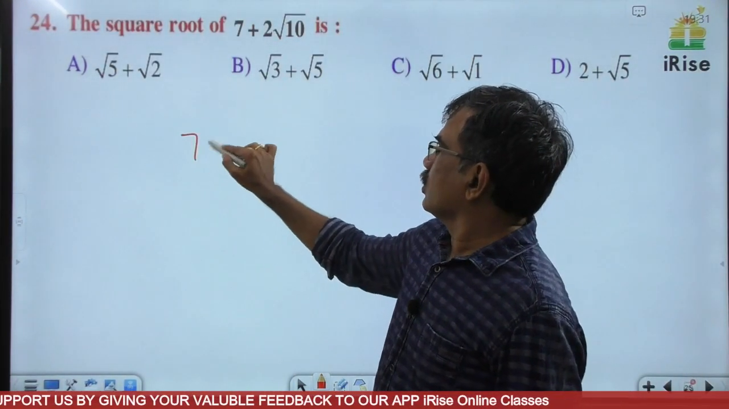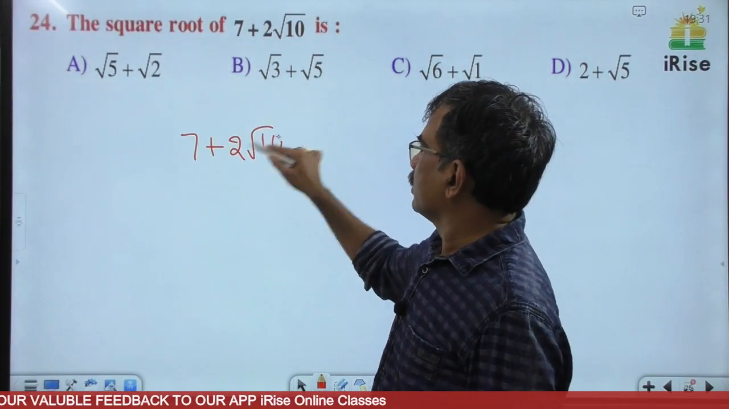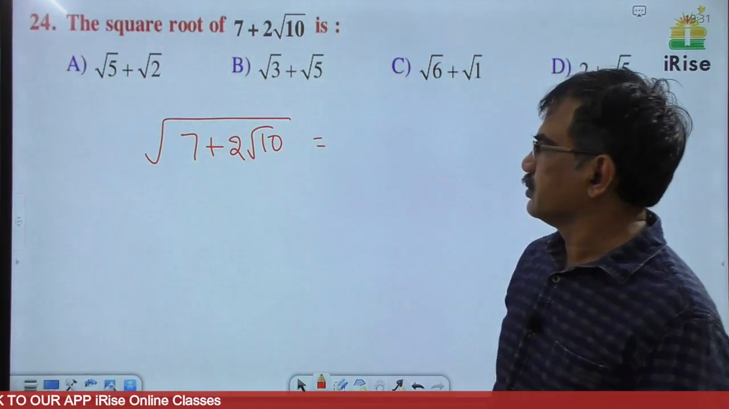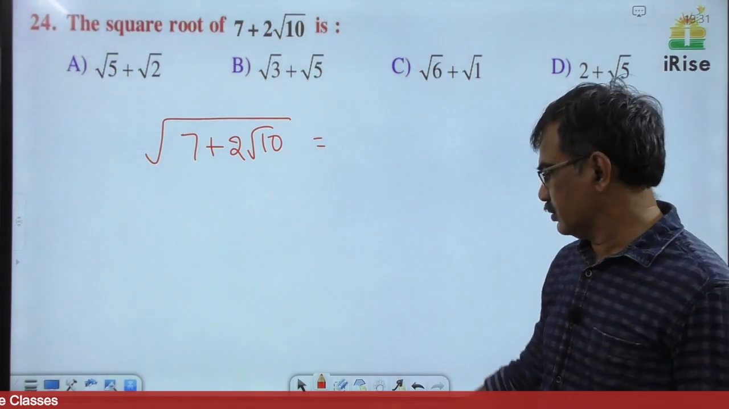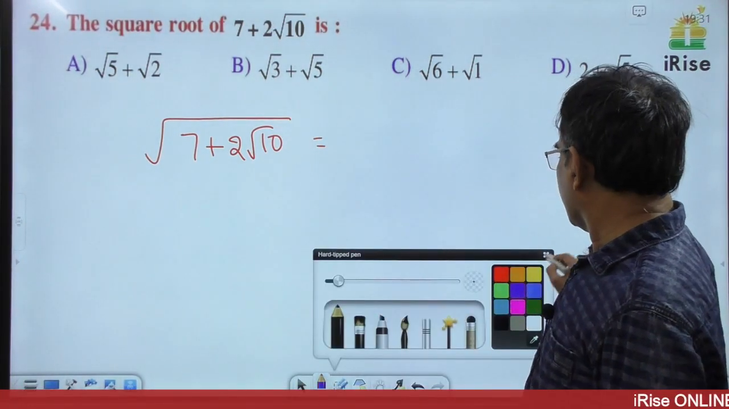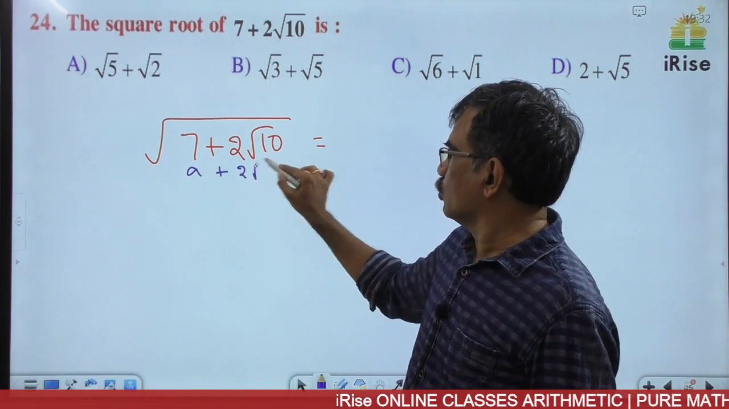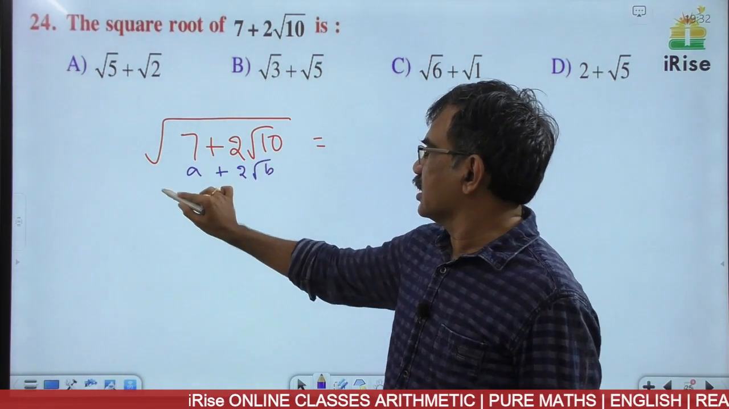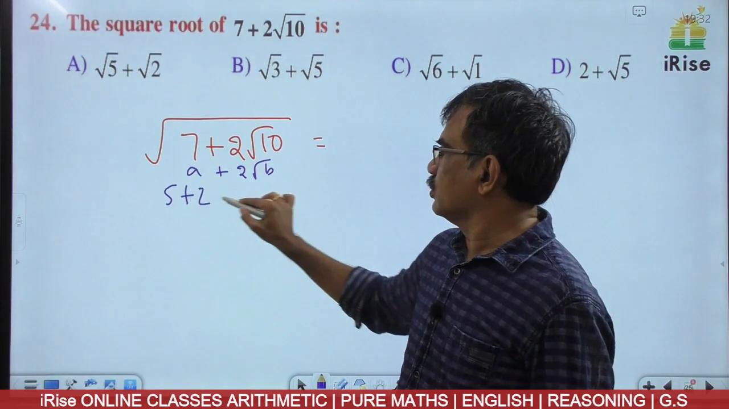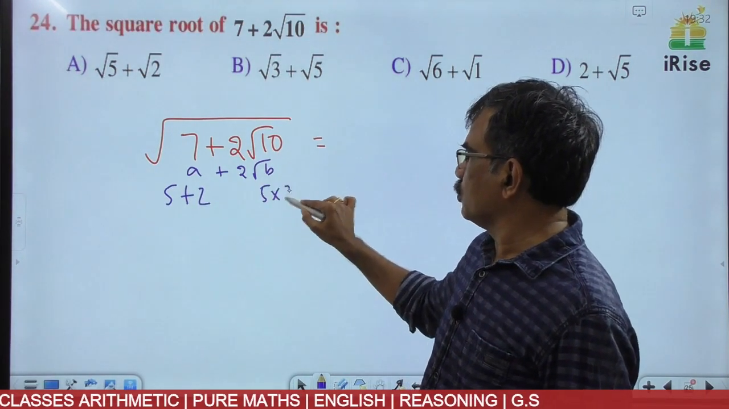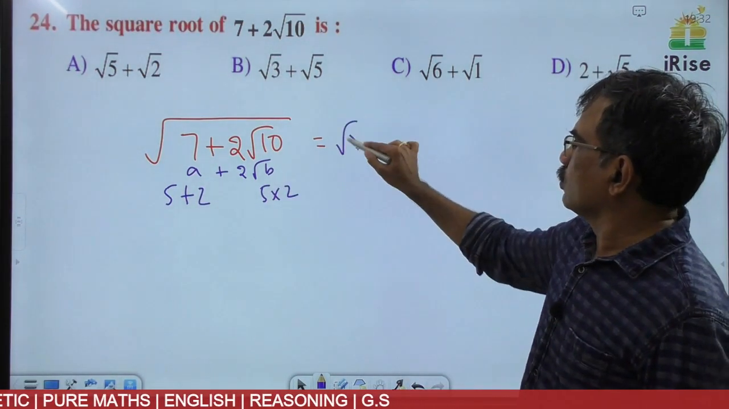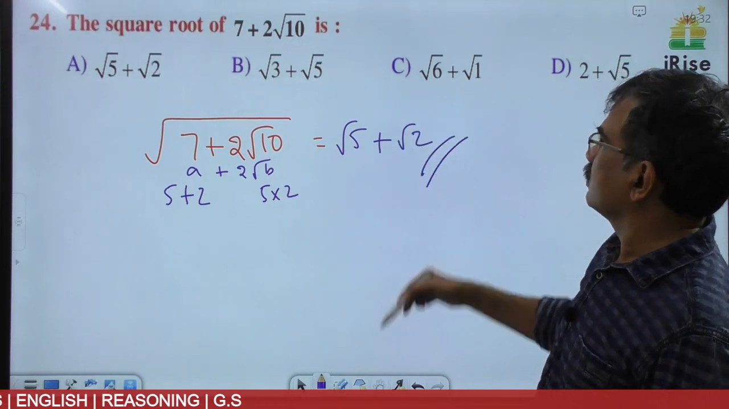What is the square root of 7 plus 2 root 10? We have to find this. This is a direct question. This is in the form of a plus 2 root b, where a is 5 plus 2, b is 5 into 2. So the answer is root 5 plus root 2 for this question.